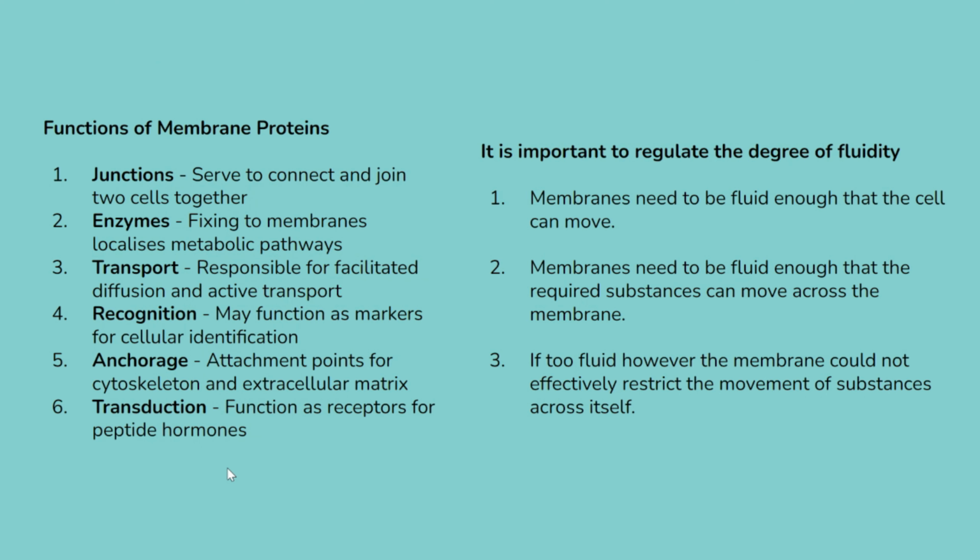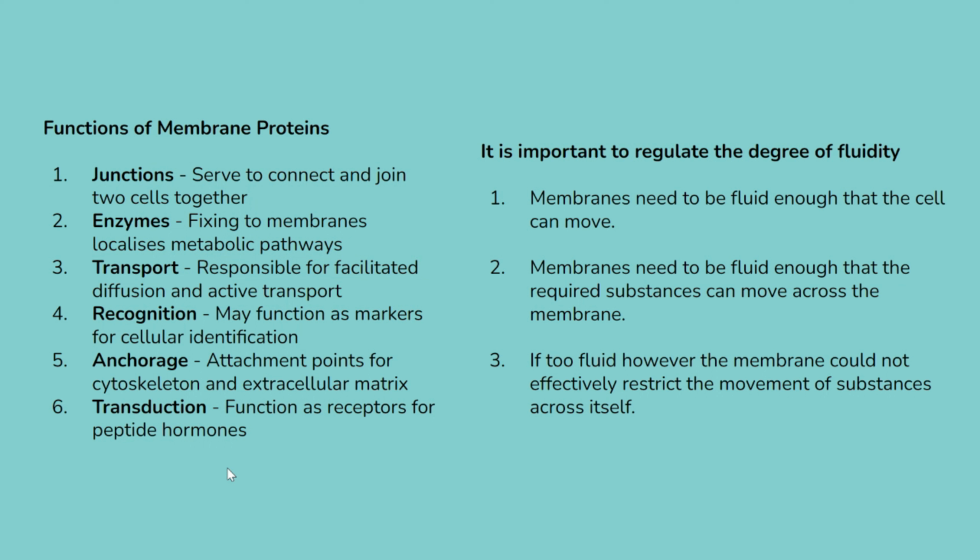So functions of membrane proteins, because they are on the cell, obviously they have a very important role to play. So one, they are junctions. They serve to connect and join two cells together. Enzymes, they can be used to fix enzymes fixed to membranes, and they localize metabolic pathways. This is metabolic pathways is something we will explore in chapter 2. And enzymes, as we know, are biological catalysts. They are extremely important to the human body and many living things on earth. So the enzymes will interact with the membrane proteins in order to localize enzymatic reactions.